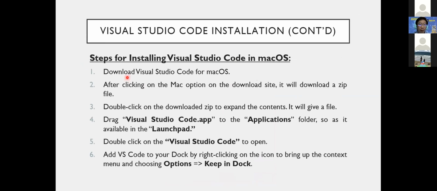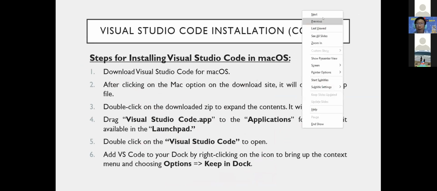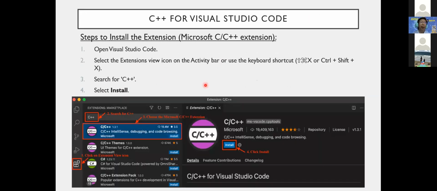For Mac OS, the steps are about the same. You download Visual Studio Code, which is a zip file. Double click on the downloaded zip file to expand it, and then drag the Visual Studio Code app to the Applications folder, so that it's available in your Launchpad, and double click on Visual Studio Code to open it. Very straightforward.